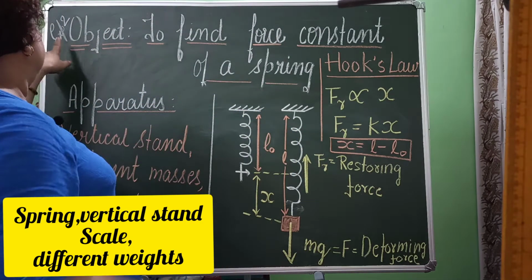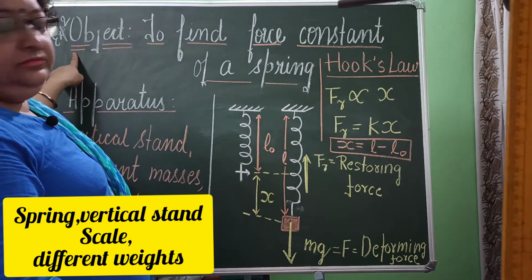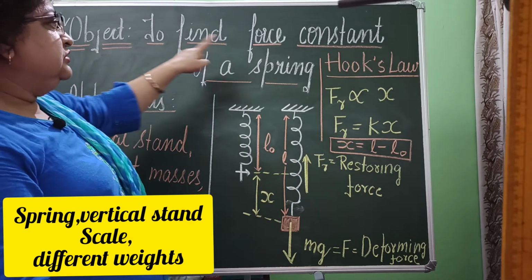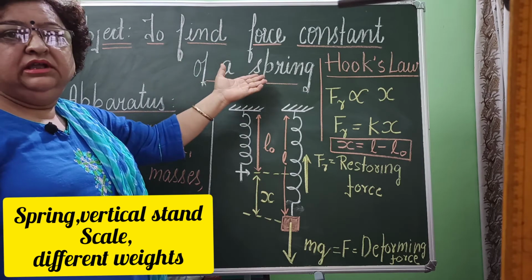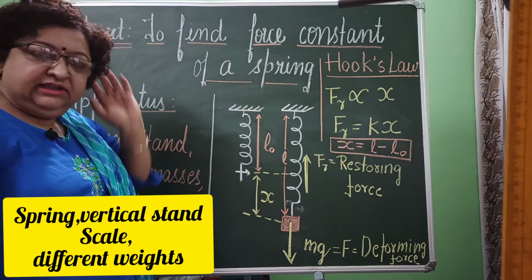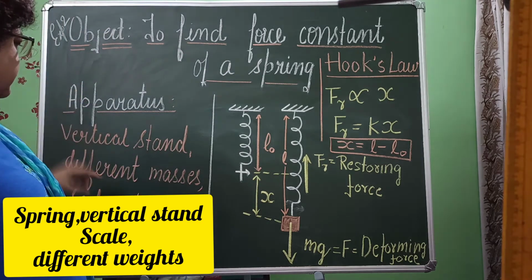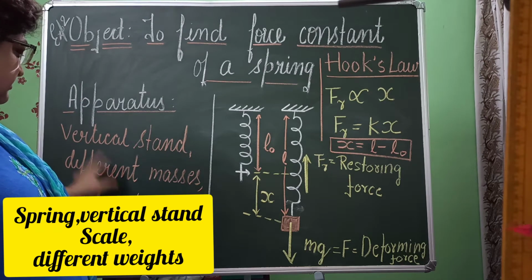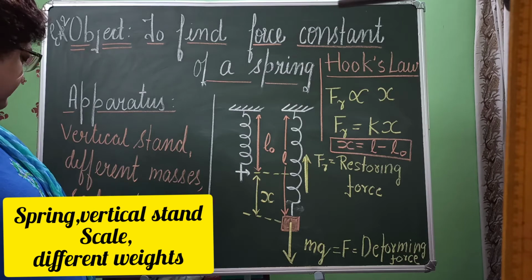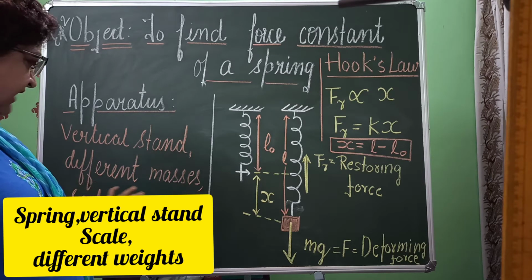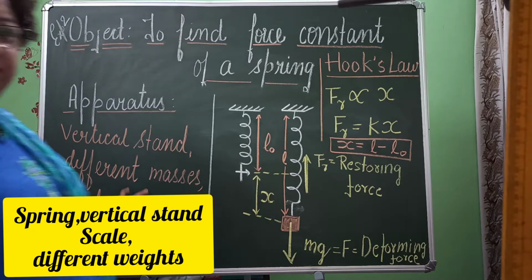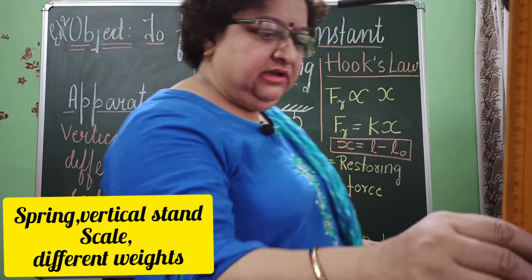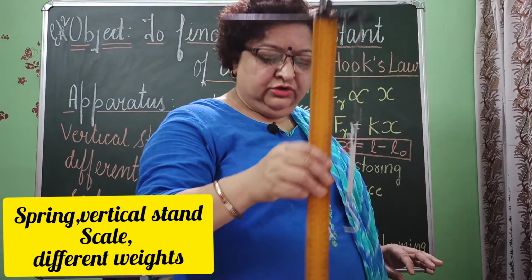Object: to find the force constant of a given spring. Then you have to write apparatus, which is a vertical stand, a different set of masses, scale and spring. And here is the apparatus which we are going to use.